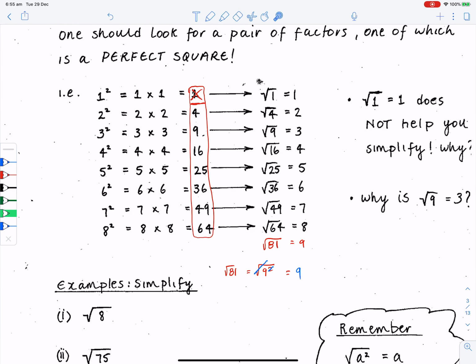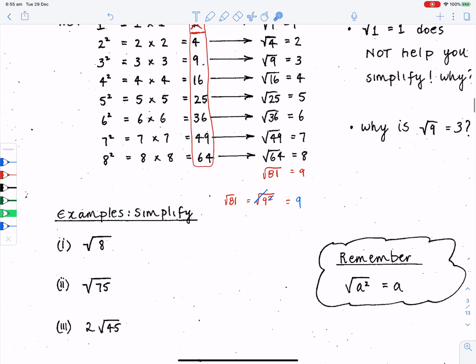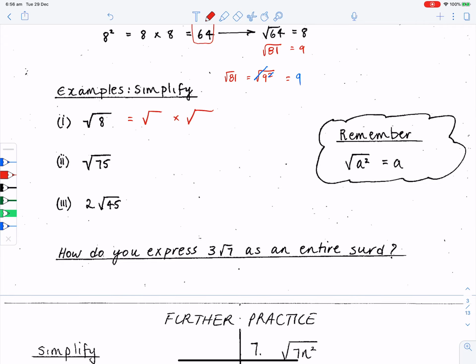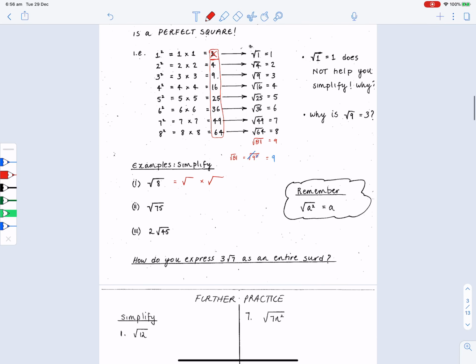So we are looking for these square numbers. They're very important. So let's see how we're going to apply that to our questions. Simplify square root 8. We know that 8 is not one of the squared numbers, okay? What you're going to do is try and find two numbers that multiply to give 8, where one of the two numbers is going to be in this category here.